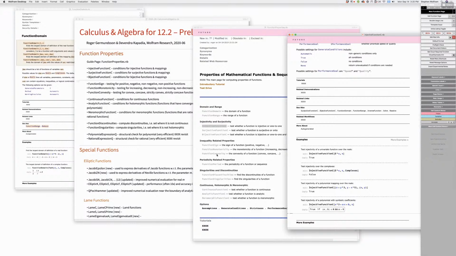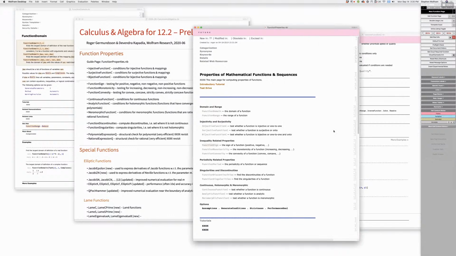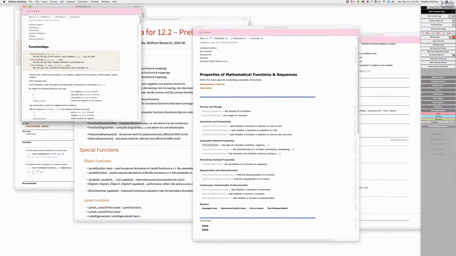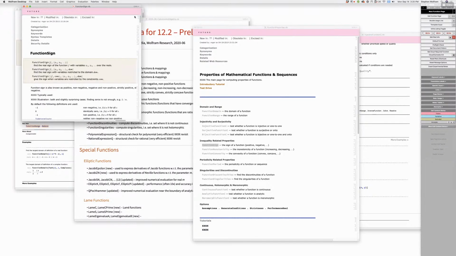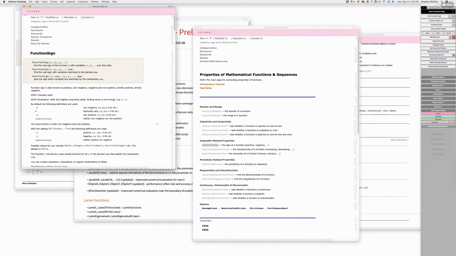So we have this problem. There are basically four functions that you want for sign. So we have four functions for numbers: positive, non-negative, negative, non-positive. So in principle, there are four of those for functions too. Same thing goes with monotonicity. You have increasing, decreasing, strictly increasing, strictly decreasing. Yes. And you have four for convexity as well.